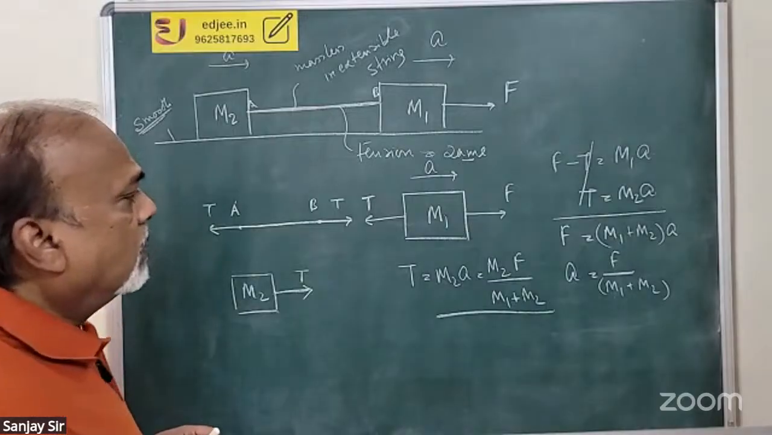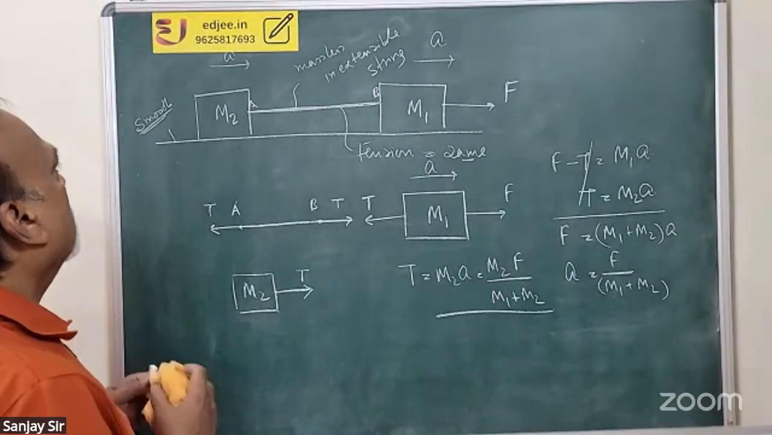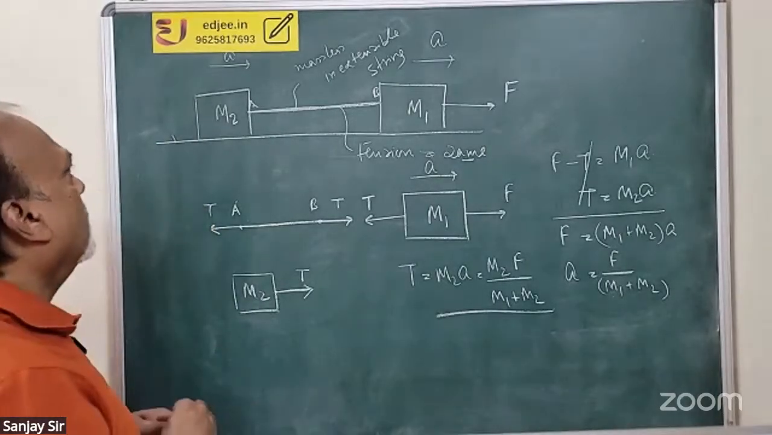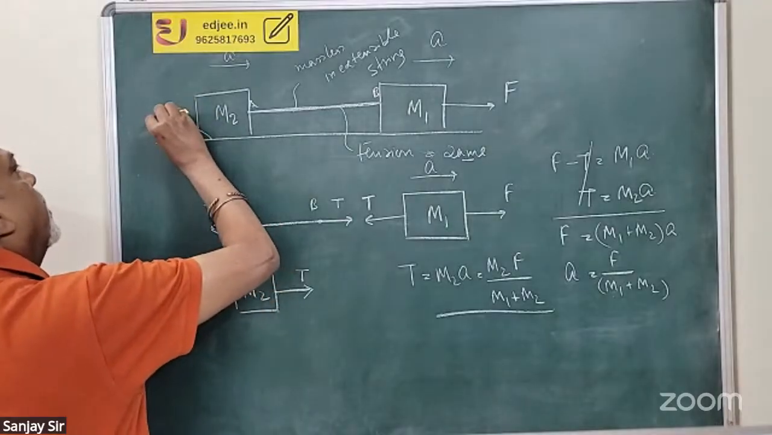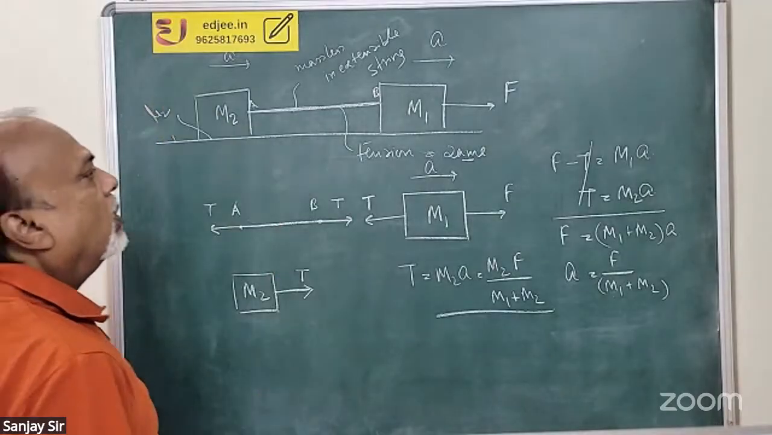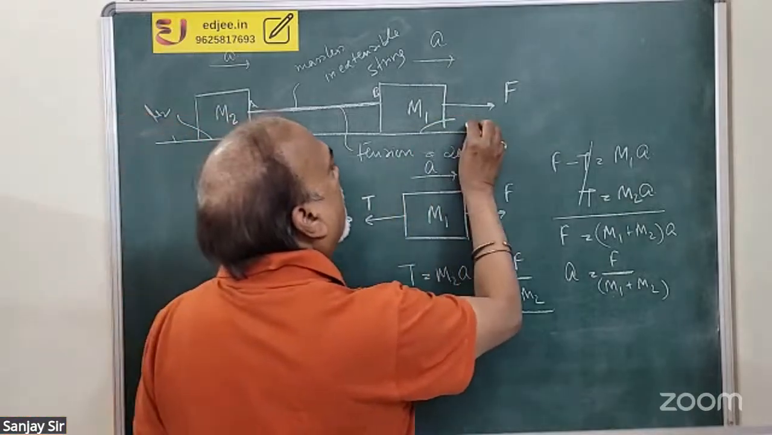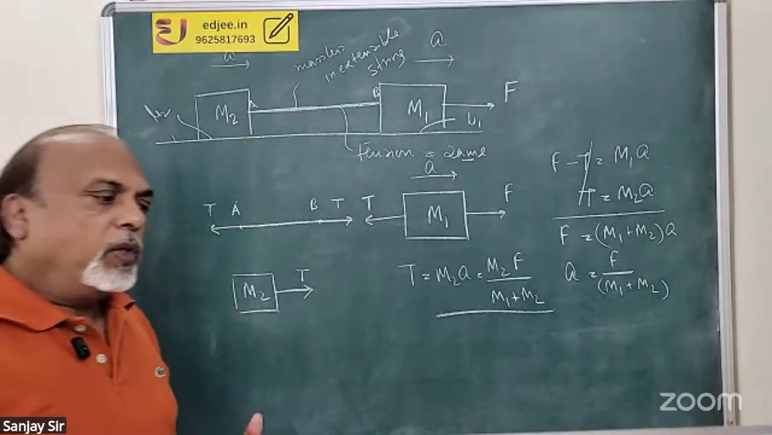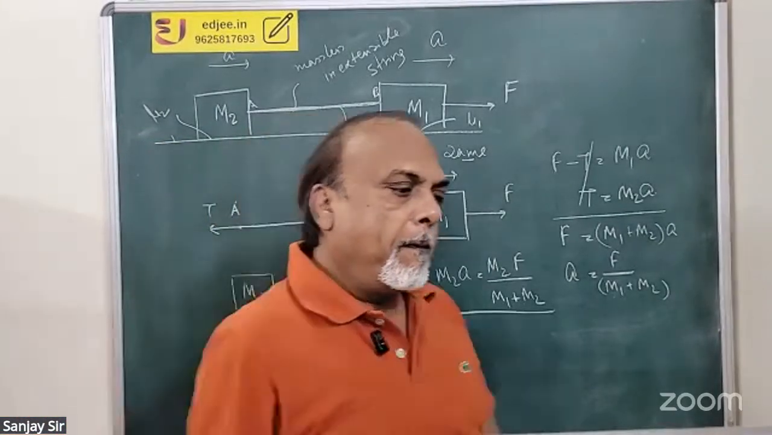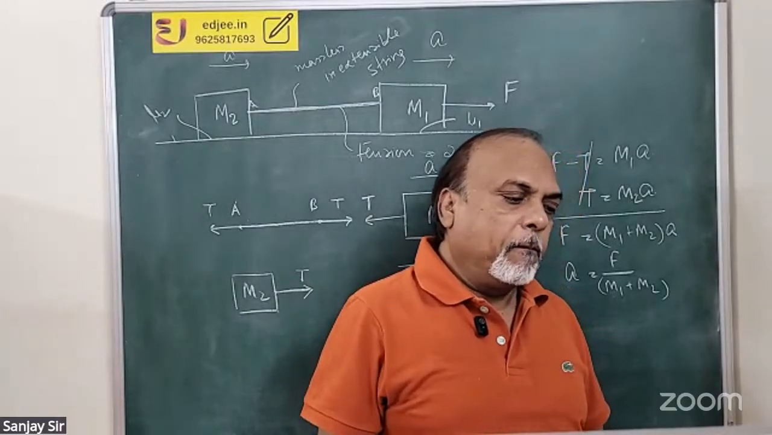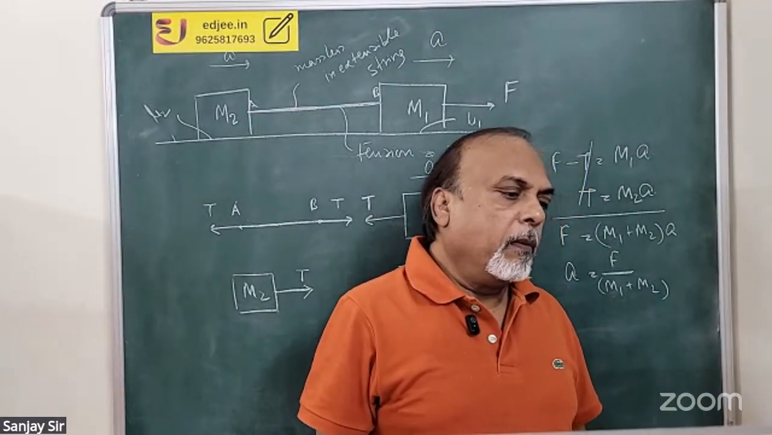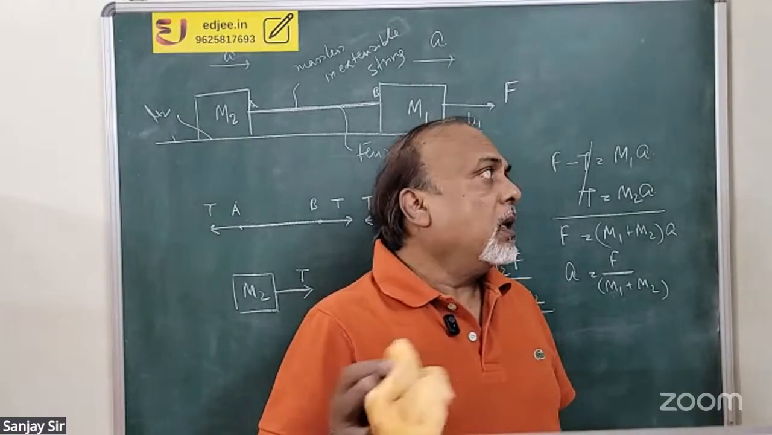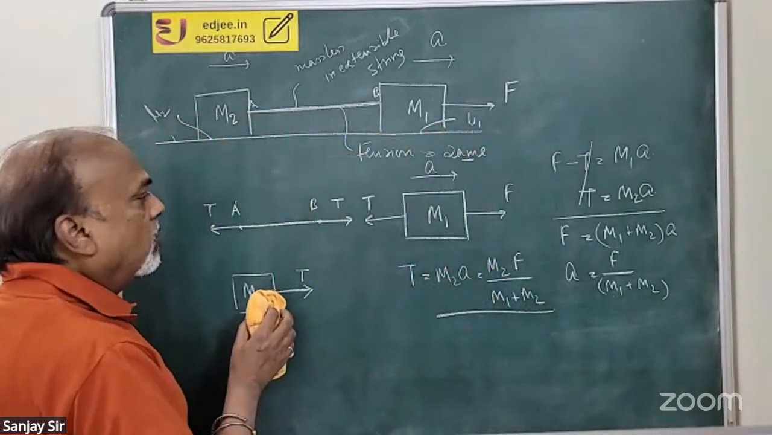Now let us say we have here mu2 and here mu1. Coefficient of friction is there. Correct? Coefficient of friction is there. So let us analyze now.